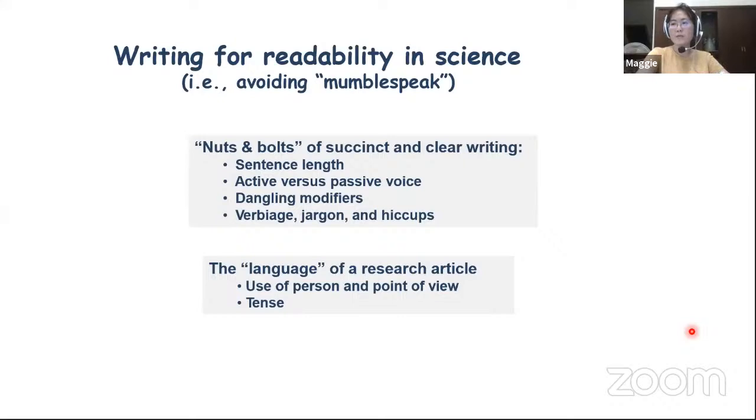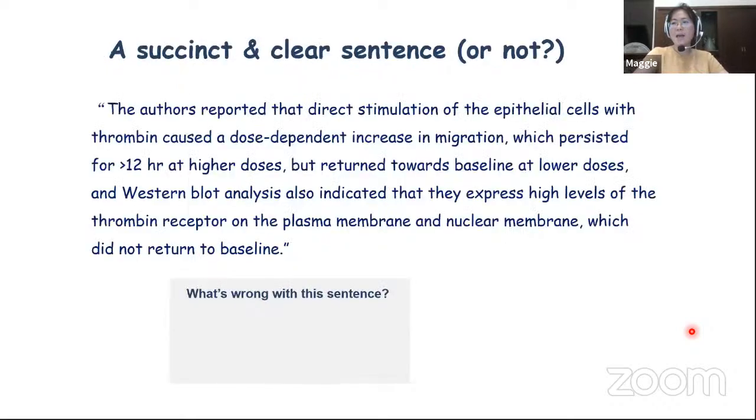Then how to do that? Try to avoid mumble speak. What is mumble speak? It includes the nuts and bolts and the language you use. I will introduce all of this one by one. First, sufficient and clear sentences. So this is one example. You can read it first. I give you 30 seconds to read this sentence.